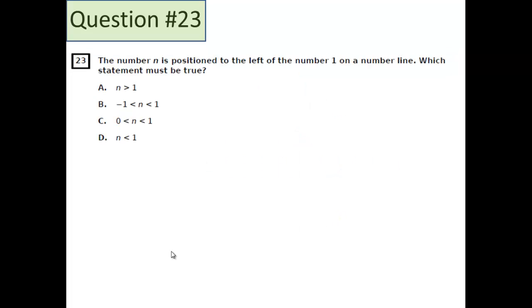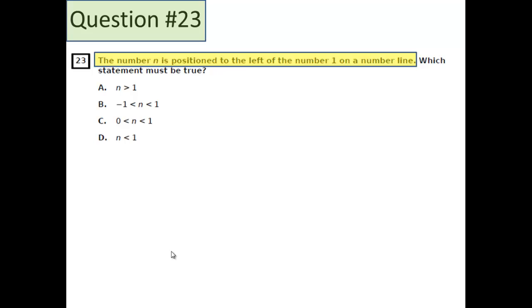Number 22 done. Number 23. Man, people freak out when they see these letters, but it's all a little algebra. Letters are just numbers in disguise anyway. It says the number n is positioned to the left of the number 1 on a number line. Which statement must be true?